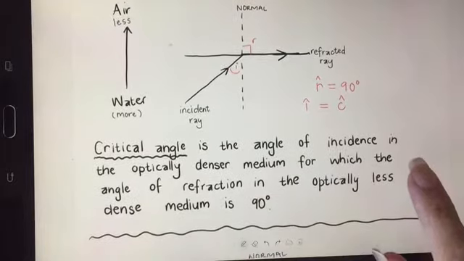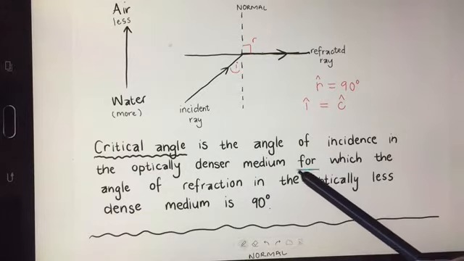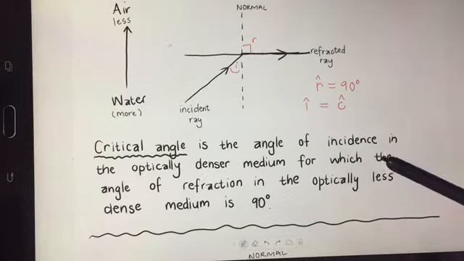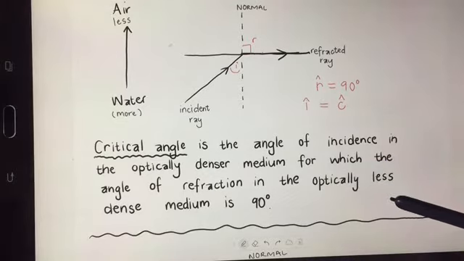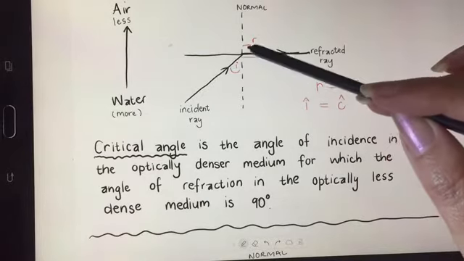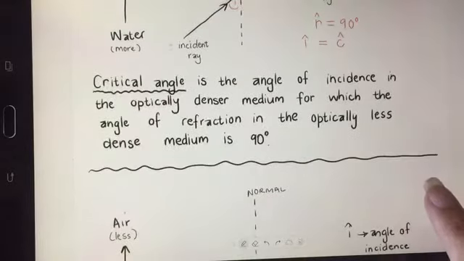Then over here, you've got your definition for critical angle. Critical angle is the angle of incidence in the optically denser medium, so the water in our example over here, for which the angle of refraction in the optically less dense medium, the air in our example, is 90 degrees. So what is the critical angle? It is the angle of incidence for which the angle of refraction is 90 degrees.